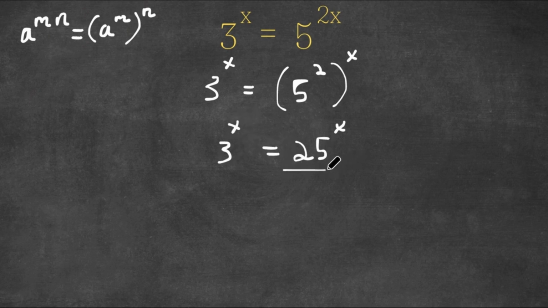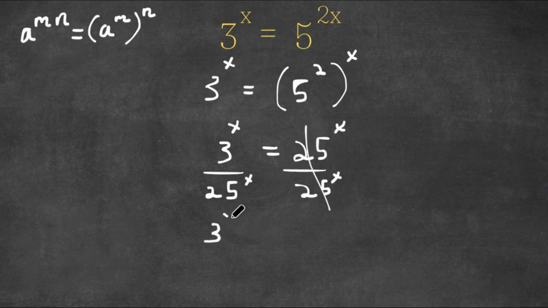Now, if I divide both sides by 25 to the power of x, these two cancel out, and I'm left with 3 to the power of x over 25 to the power of x is equal to 25 to the power of x over 25 to the power of x, which is 1.